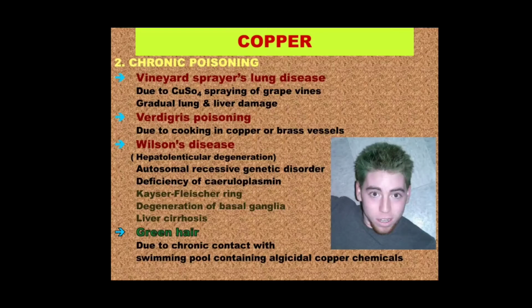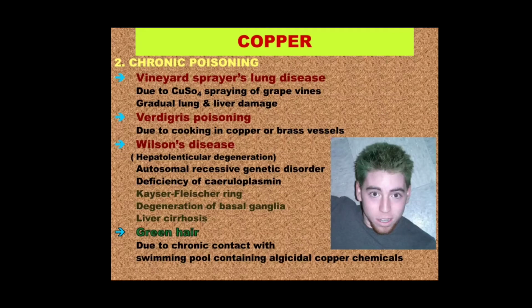Then you have Wilson's disease. We spoke about this a little earlier. It's also called hepatolenticular degeneration. It's an autosomal recessive genetic disorder, and the main thing that results from this condition is deficiency of ceruloplasmin, which is something that binds copper. So when that happens, there is a problem with copper regulation in the body and copper accumulation in tissues.